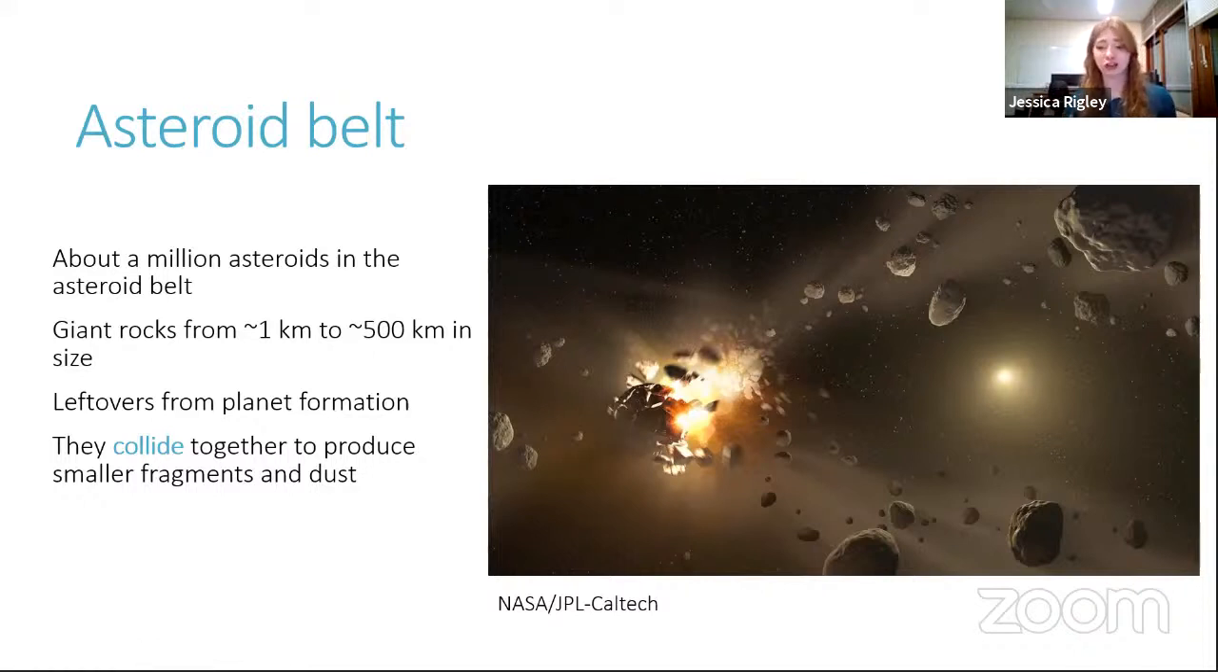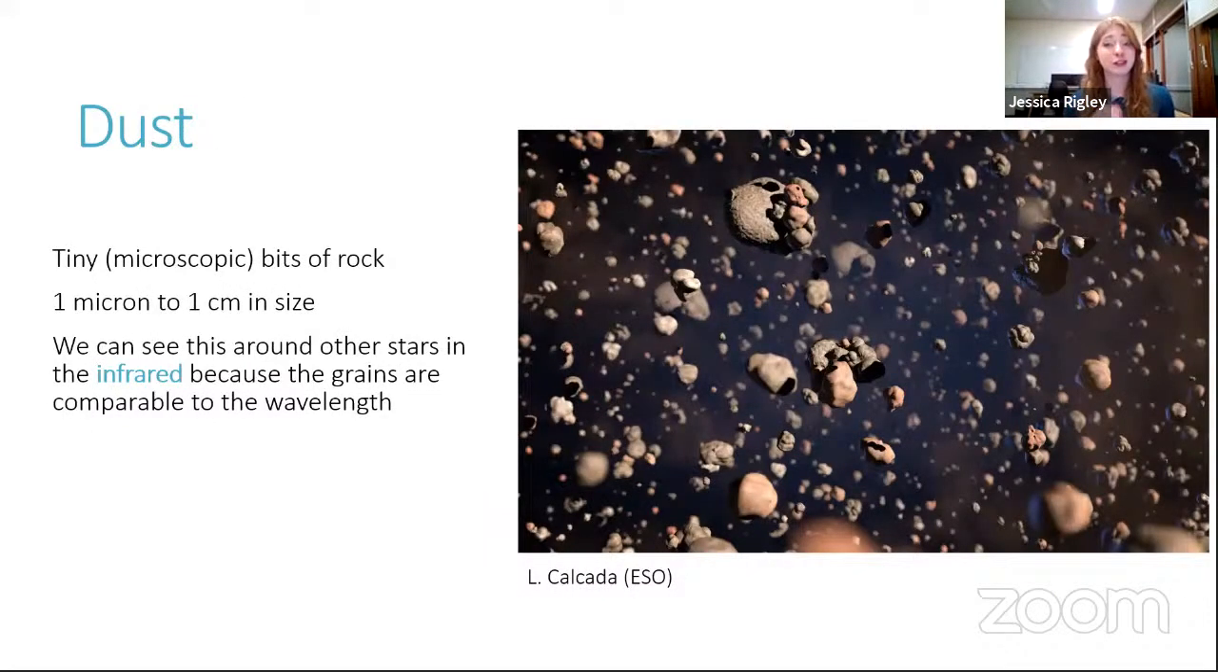So we have all these asteroids orbiting the sun, and they're constantly smashing into each other. And when they collide together, they then break up into smaller fragments. And then those smaller fragments break up into even smaller fragments, and so on, until they produce things which are really, really small, called dust. So when I talk about dust in the astronomical sense, what I'm essentially saying is teeny tiny microscopic particles of rock.